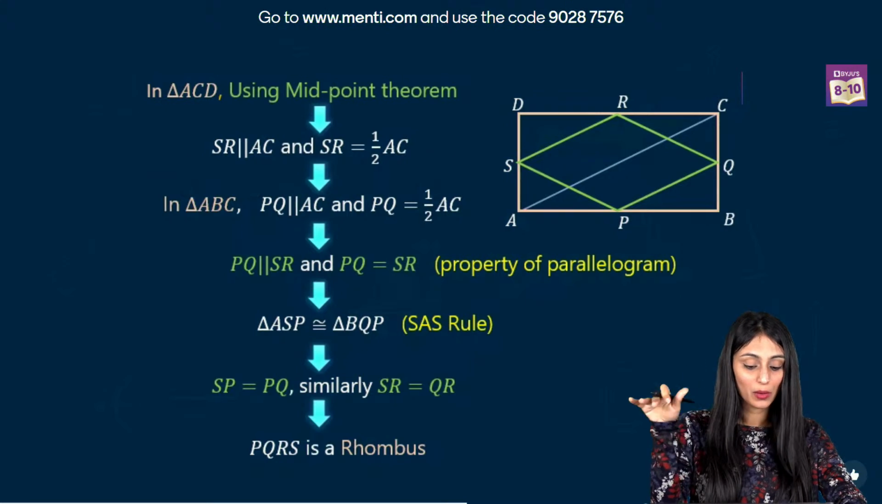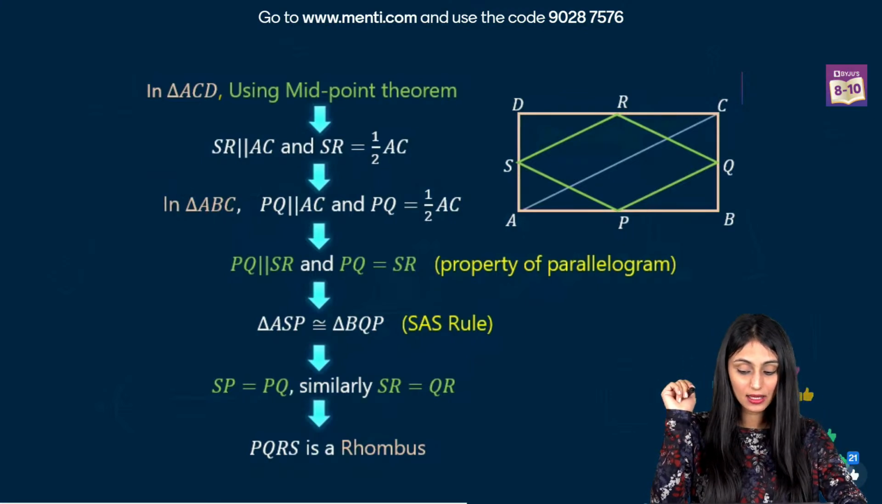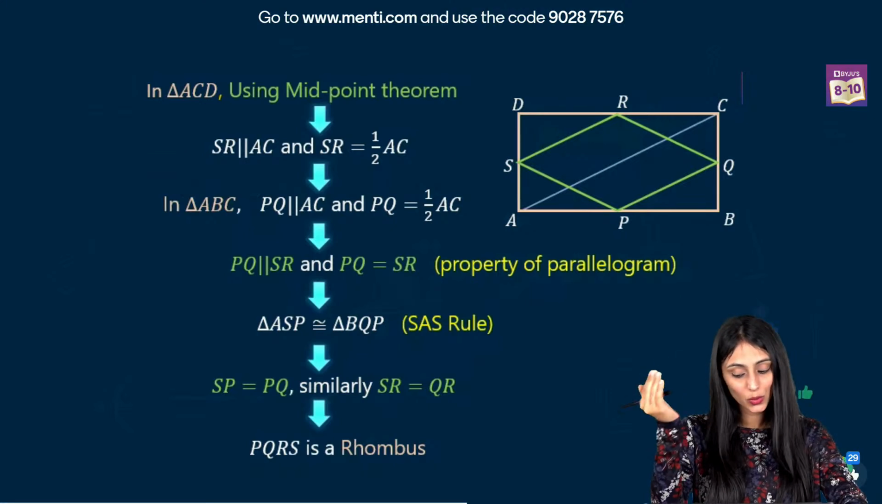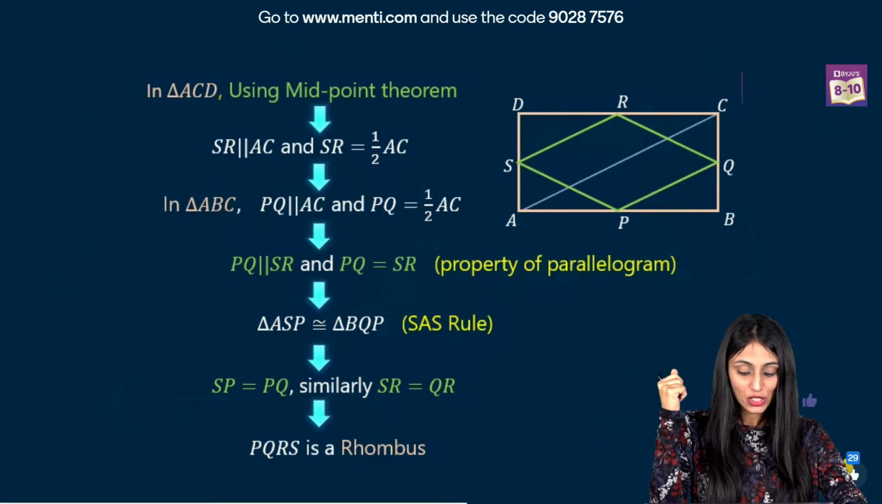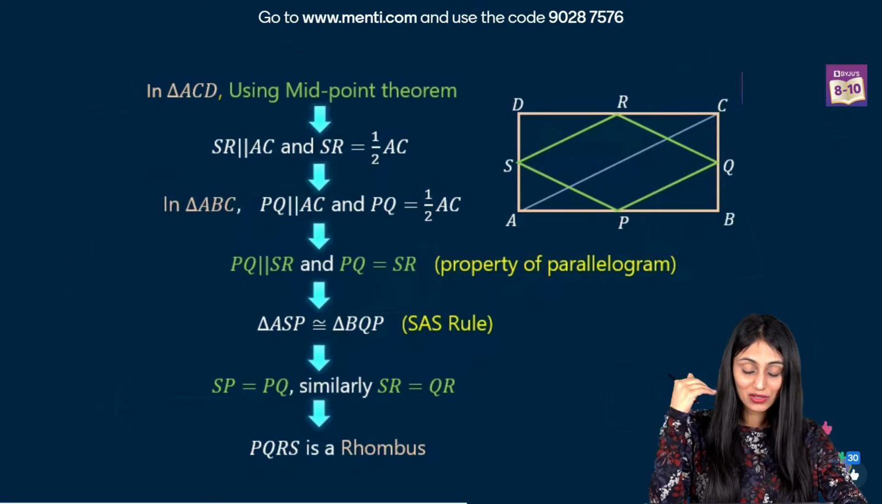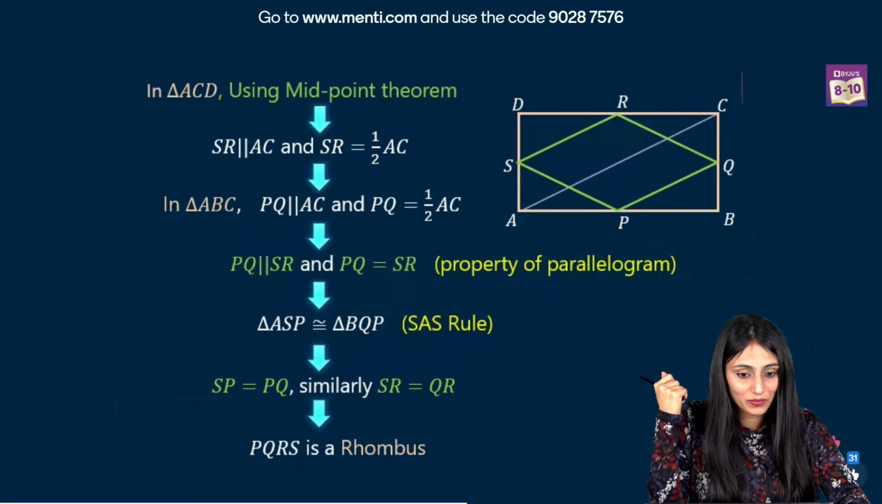So we were talking about this rectangle, right? And we had the midpoints here. We joined them. So according to midpoint theorem, we know that in this triangle ACD, S and R are the midpoints. So SR is parallel to AC also. And so SR would be half of AC. In triangle ABC, PQ is parallel to AC and it's half of that also. So PQ is parallel to SR. It is equal to SR also. That is a property of parallelogram. So in this triangle ASP and BQP, we can prove them congruent by SAS rule. So we can say that SP and PQ would be equal. Similarly, SR and QR would be equal. So we can call this PQR as a parallelogram.